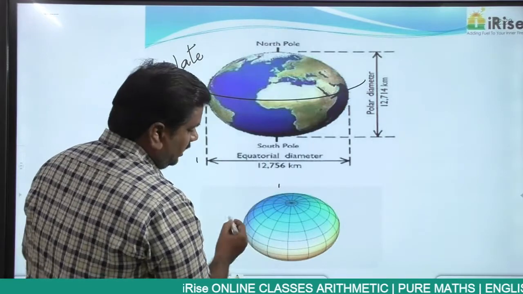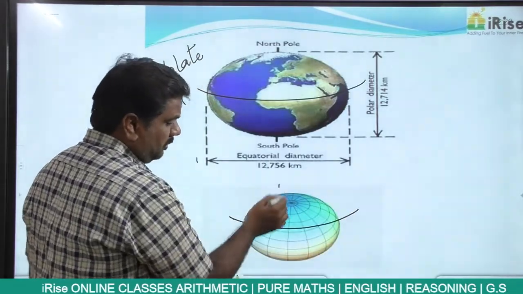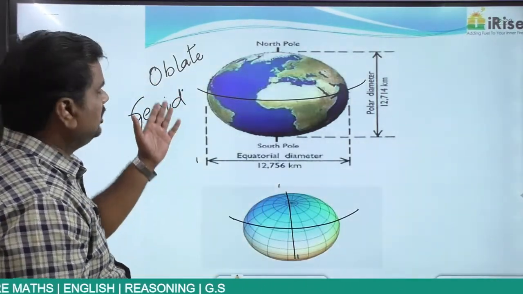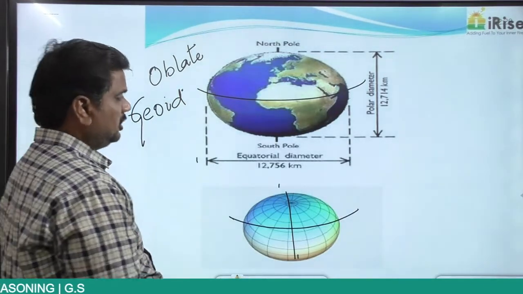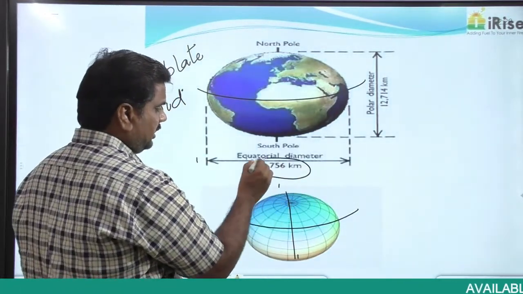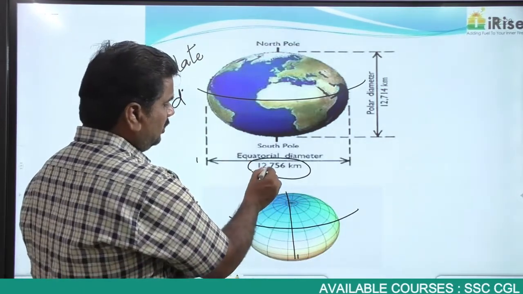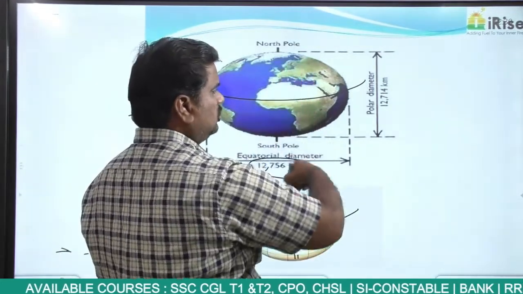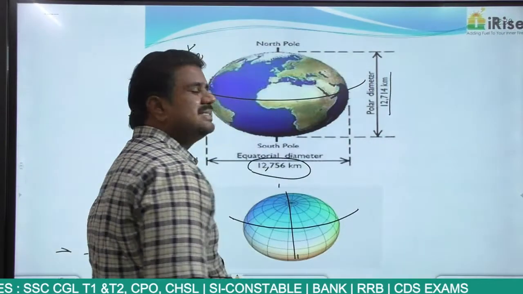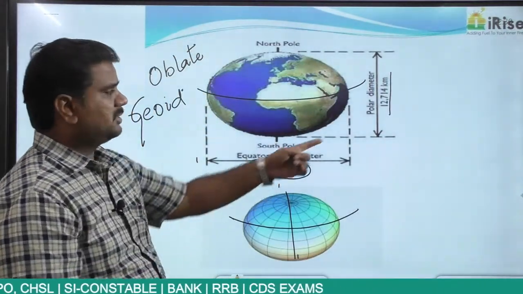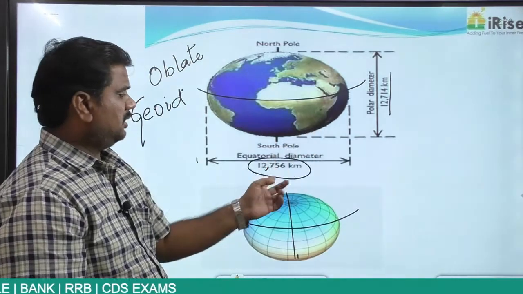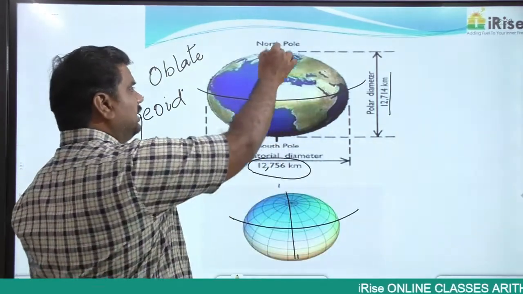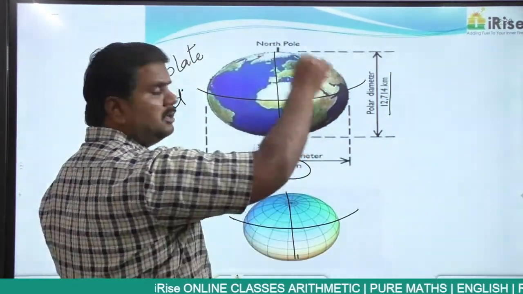So here you can see that along the equator it's more, but here it is less. This type of shape is what you call the oblate shape, or the geoid shape. Now here it's very much clear. Along the equator, the distance is around 12,756 kilometers, but along the poles, from North Pole to South Pole, it is around 12,714 kilometers. Here it is 756, here it is 714, a difference of almost around 42 kilometers. So along the poles, the radius is less. Along the equator, the radius is more.